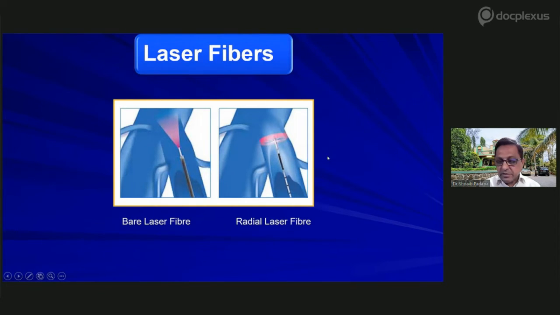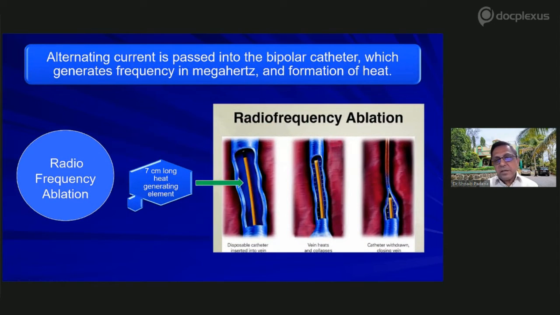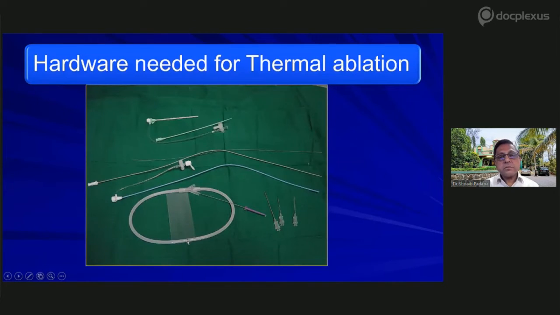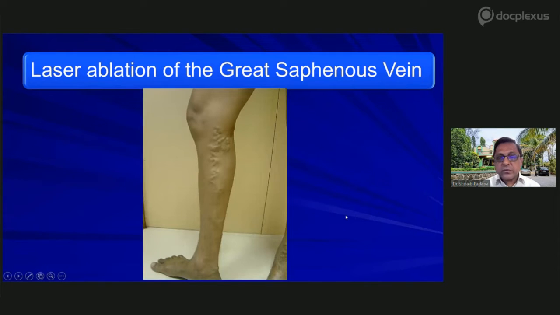This is heat energy. The other method of heat energy which is common is called radio frequency ablation. Now, instead of only the tip of the fiber delivering the heat, you have a 7 centimeter long heat generating element which delivers the heat to the surrounding vein wall and causes the damage to the vein wall and permanent closure. This is the equipment which is basically used, very similar to the equipment we use for a coronary angiogram. And let me show you, by animated video, how this is done.